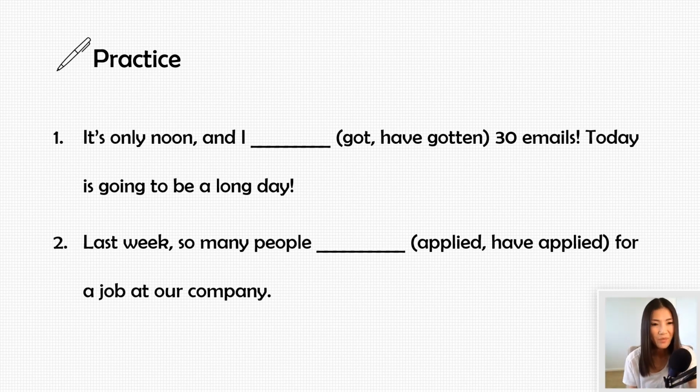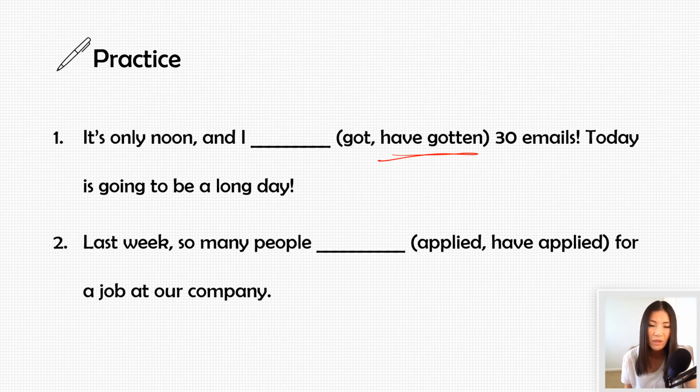Number 1, it's only noon and I have gotten 30 emails. Today's going to be a long day. So I'm going to use present perfect here because your day is not over and it's very possible that you're going to get more emails.